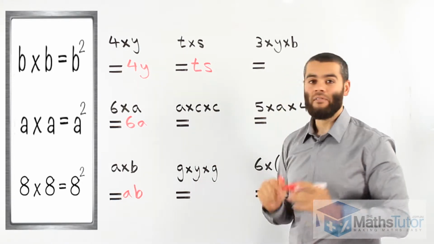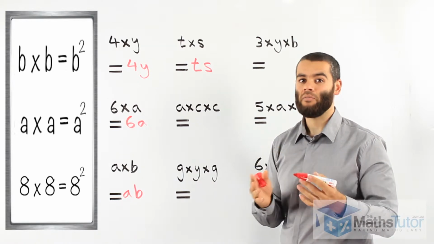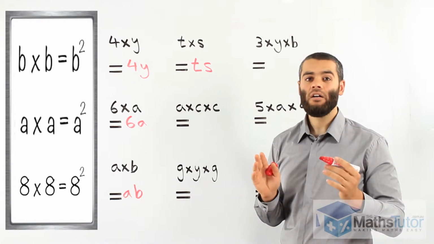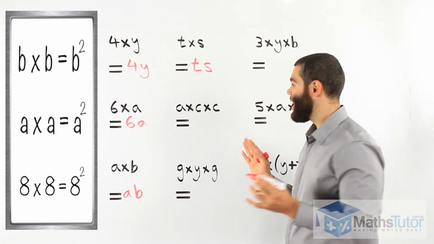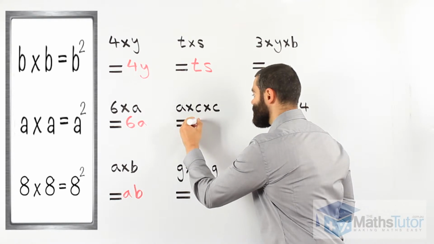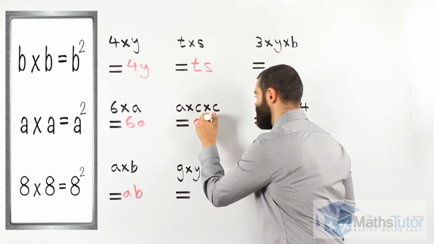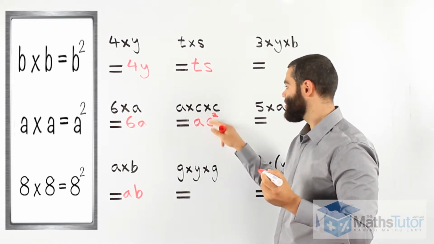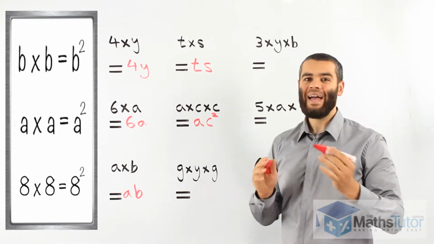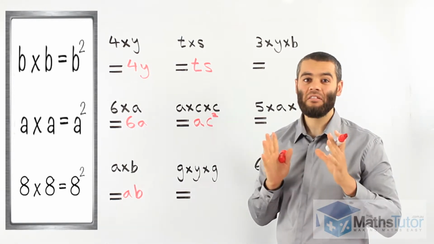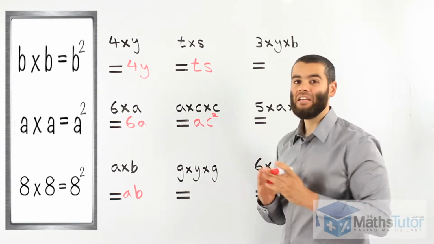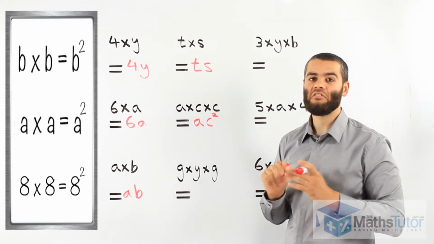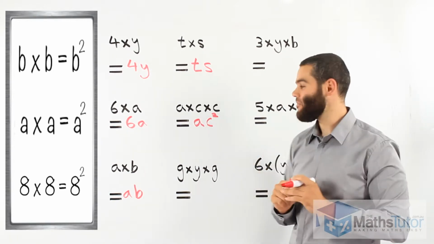Looking here, we have A times C times C. Now, when we are writing this one, again, we are going to get rid of the multiplication signs. A times C times C is AC squared. Why? A times C is AC, C times C is C squared. Instead of writing ACC, again, in maths we like to make things simple. So, we write it as AC squared, meaning A times C again, because C squared means C times C.